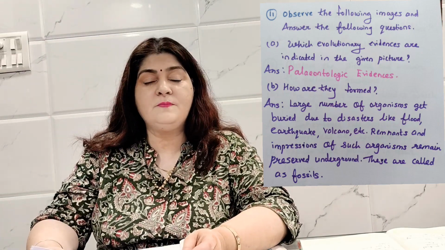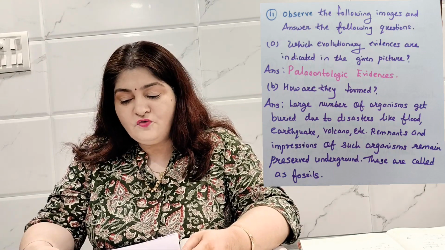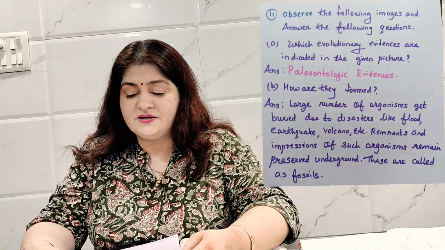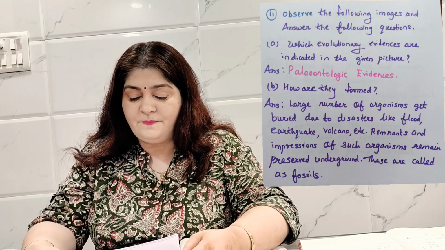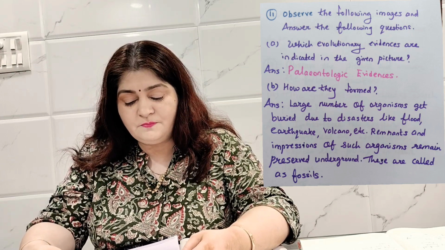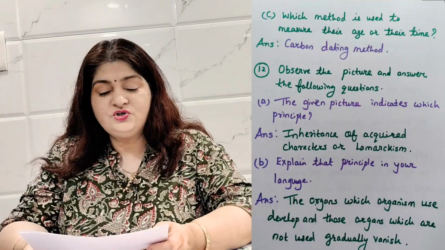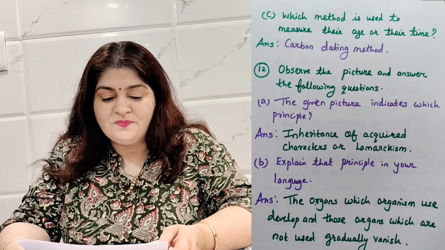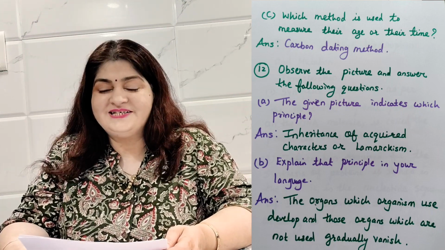This picture shows the paleontological evidence. And how are they formed? A large number of organisms get buried due to disasters like flood, earthquake, volcano, etc. And remnants and impressions of such organisms remain preserved underground. This is called a fossil. C question, which method is used to measure their age or their time? That is the carbon dating method.